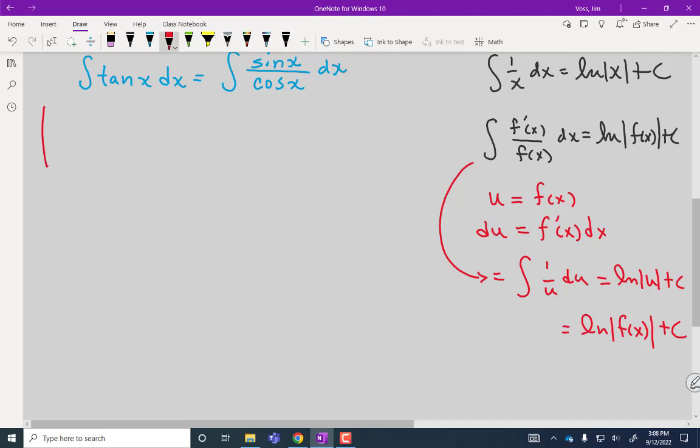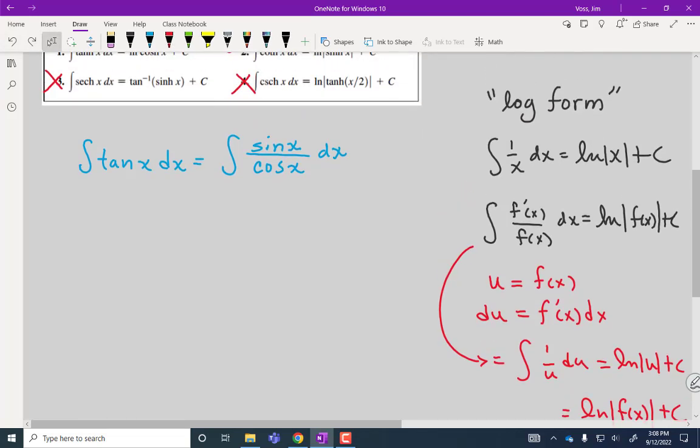That brings us back to this. What is the derivative of cosine? Negative sine. We don't have a negative sign. Let's create a negative sign, and then we have to offset it by doing that. So once again, we do this all the time. We just change the look, but not the value. We haven't changed the value, we've just changed the way it looks. Now it's in log form. So we know the answer. This is natural log absolute cosine, plus c.